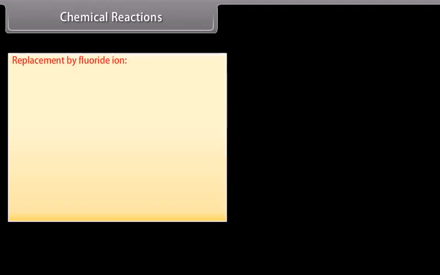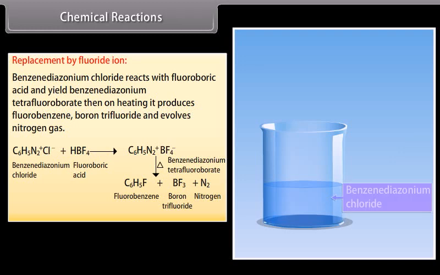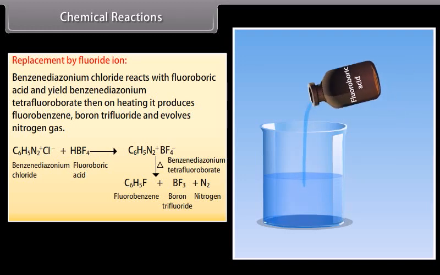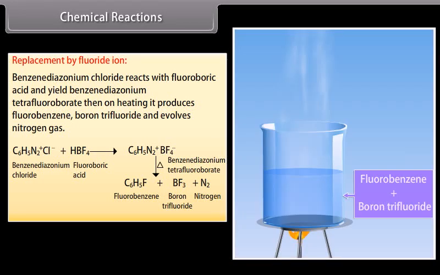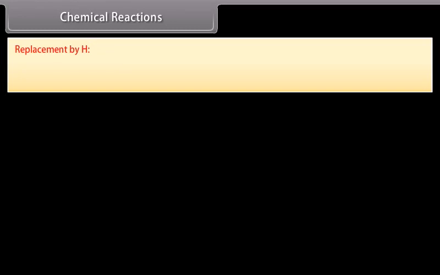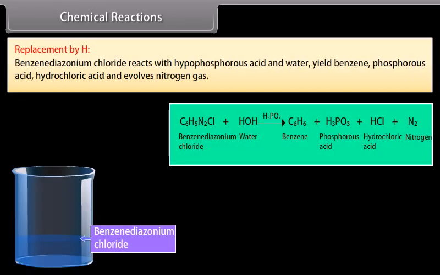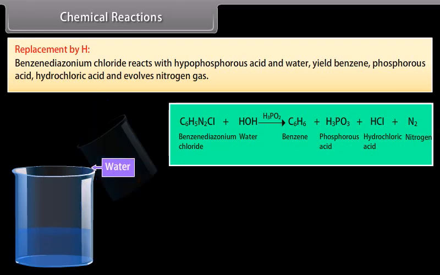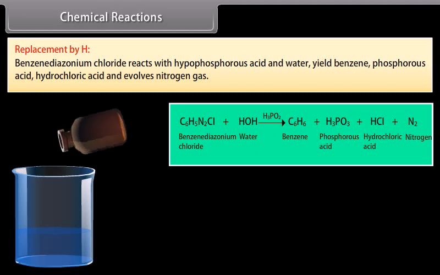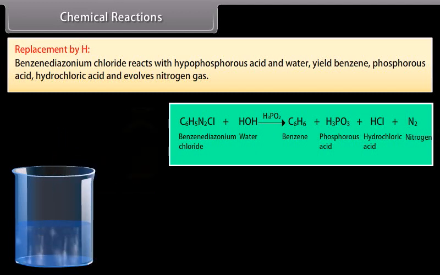Replacement by fluoride ion. Benzene diazonium chloride reacts with fluoroboric acid and yields benzene diazonium tetrafluoroborate, then on heating it produces fluorobenzene, boron trifluoride, and evolves nitrogen gas. Replacement by H. Benzene diazonium chloride reacts with hypophosphorous acid and water, yielding benzene, phosphorous acid, hydrochloric acid, and evolves nitrogen gas.